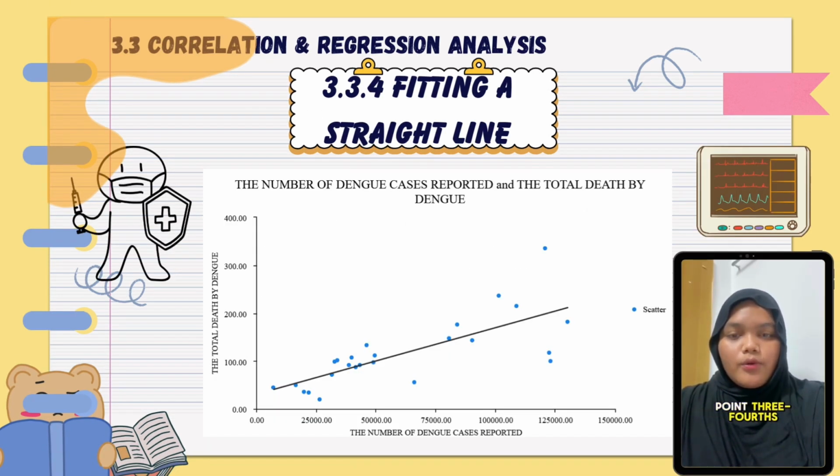Fourthly is 3.3.4 fitting a straight line. From the graph that we can see, we interpret the slope as: if the number of reported cases is increased by 1, the total deaths predicted will increase by 0.001. And secondly, we interpret the intercept as: if the number of reported cases is 0, then the total deaths predicted is 31.116.